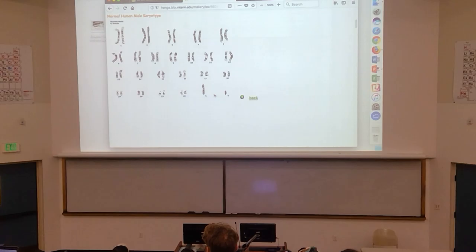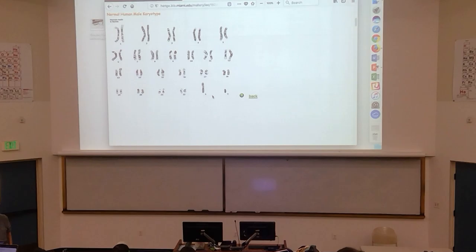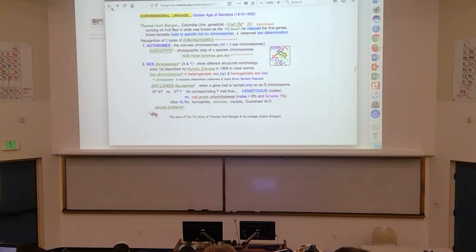This is a male. What you see here is that the sex chromosomes are of different size and different morphology. The sex chromosomes were described as sex chromosomes by Nettie Stevens in 1905, observing mealworms and beginning to follow the idea of chromosomal inheritance in the early 1900s. She looked at mealworms and found a pair of chromosomes that were different sizes.